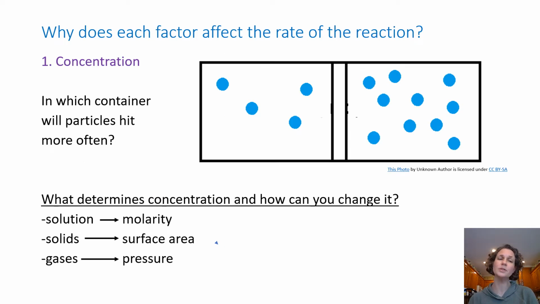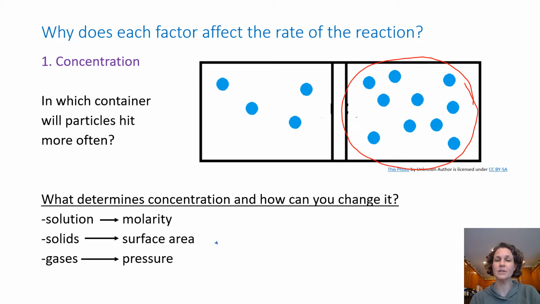So with concentration, our first factor, why does it affect the rate of reaction? You guys have seen a picture similar to this in our notes. And so in these containers, which particles are going to hit more often? Obviously, I hope you will tell that it is this one, because there are more of them in there. There is a higher concentration in that container.